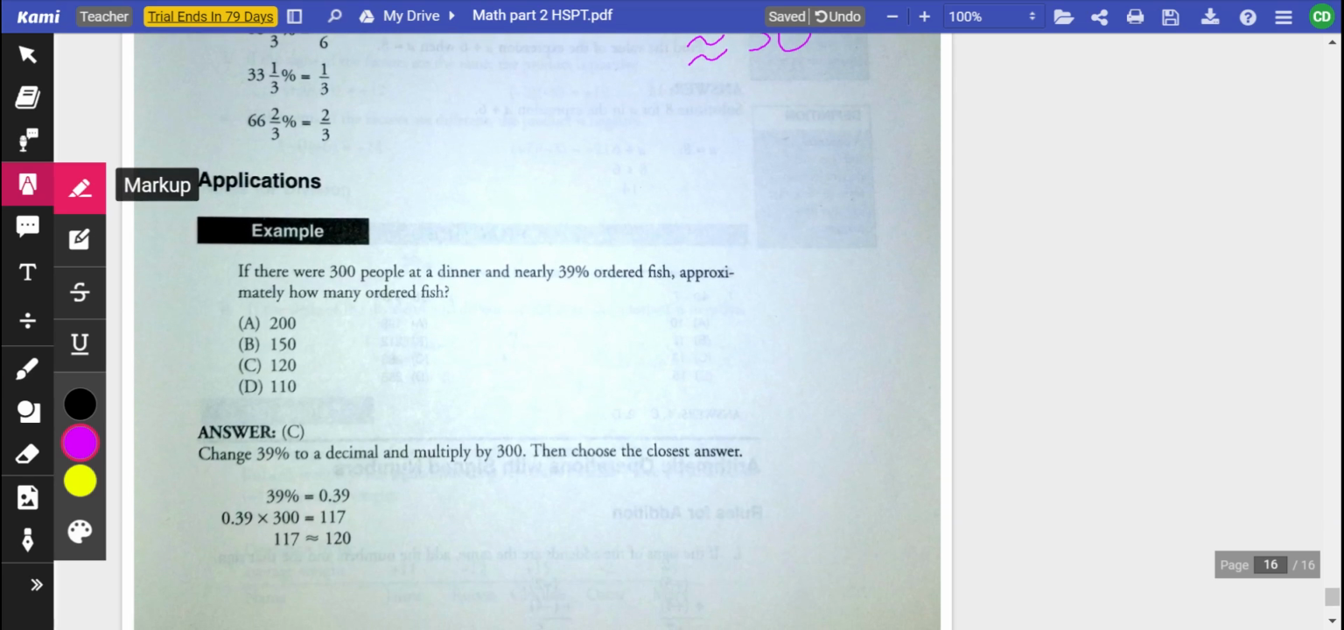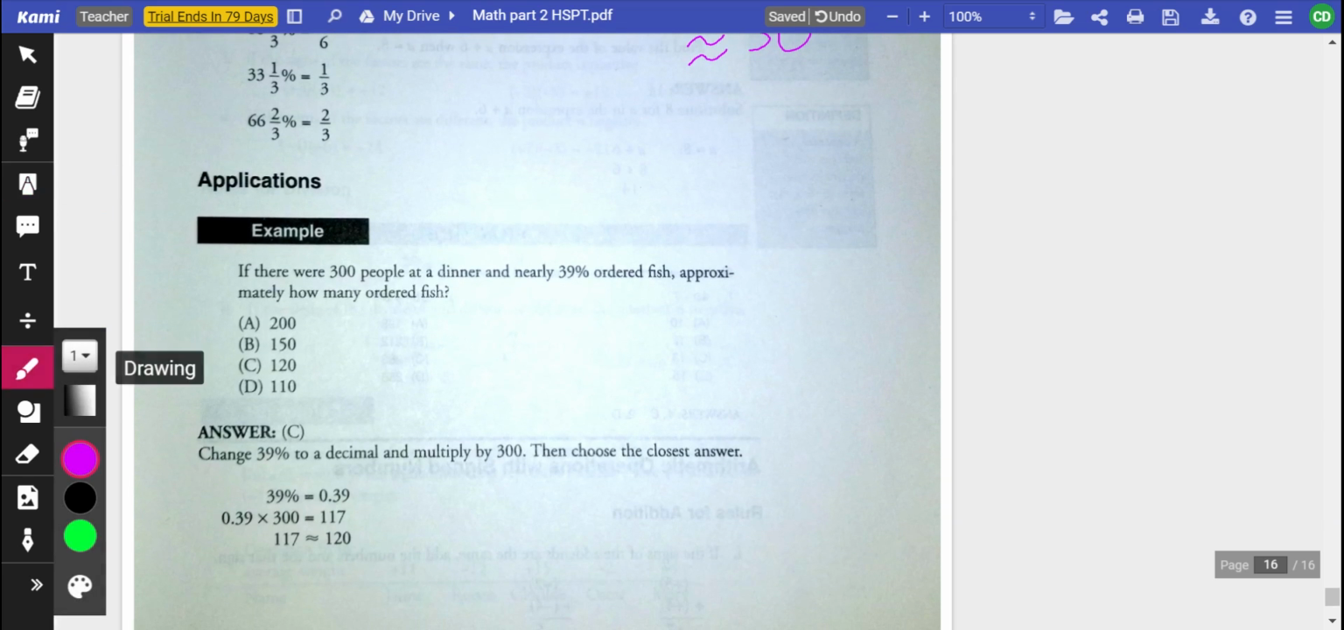Then let's look at the next one. If there were 300 people at dinner and nearly 39% of them ordered fish, approximately how many ordered fish? Change it to a decimal, 0.39 times 300.